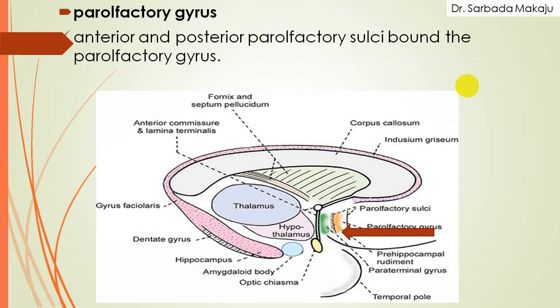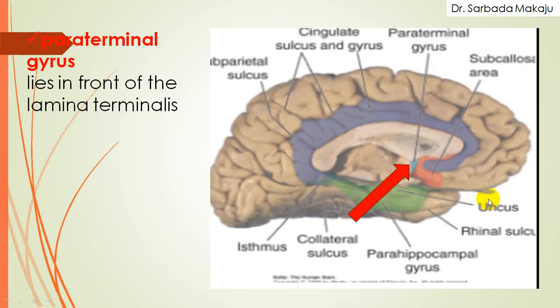Now one more gyrus that is present is known as the parolfactory gyrus. This portion is known as the parolfactory gyrus, and it is located between the two sulci, that is the anterior parolfactory sulcus and the posterior parolfactory sulcus. Now the paraterminal gyrus. It is located in front of the lamina terminalis. This portion is known as the lamina terminalis. In front of the lamina terminalis, there is the presence of this structure, which is known as the paraterminal gyrus.